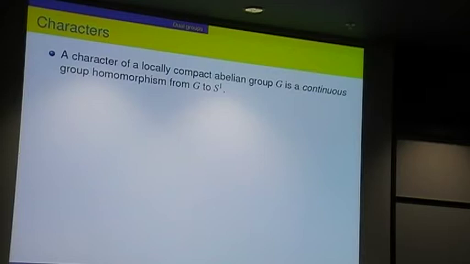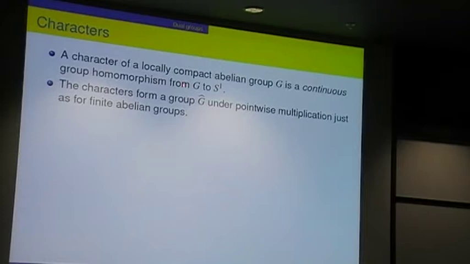And we can continue with our program that we had with finite abelian groups, and try to do duality theory. So we'll define characters again. A character of a locally compact abelian group is a continuous group homomorphism from G to S1. Okay. Now the characters, just as before, form a group called G hat, the dual group, under pointwise multiplication, just as we had for finite abelian groups.